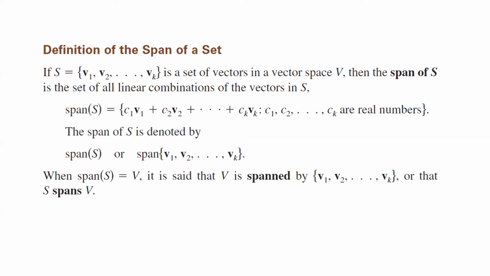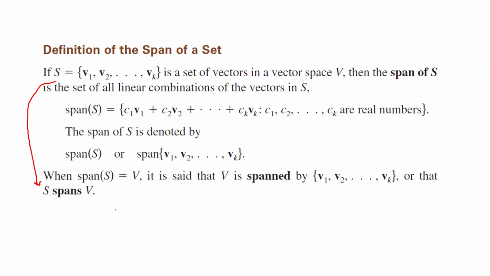C1 V1 plus C2 V2 plus dot dot dot plus CK VK, and the Ci's are all real numbers. The span of S is denoted by span S. We're going to list the vectors that you're using to create linear combinations. When span of S is the same as vector space V, it's said that V is spanned by these vectors. Another terminology is that S, this set that you have here, basically spans the vector space V.